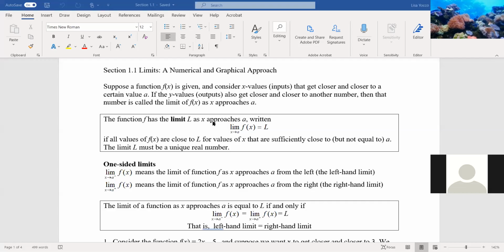Okay. So in the box it says the function f has the limit L as x approaches a, and all of that is written in symbolic form.